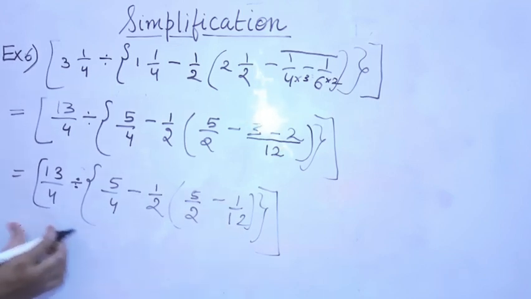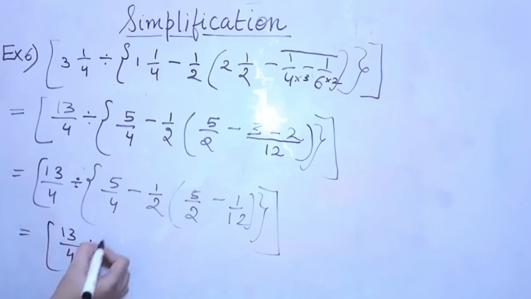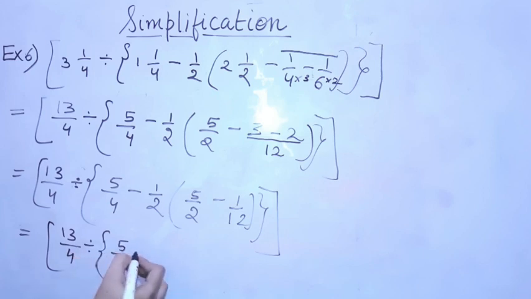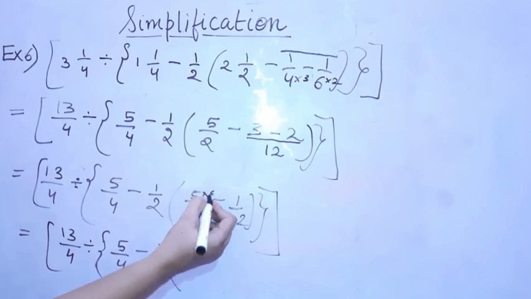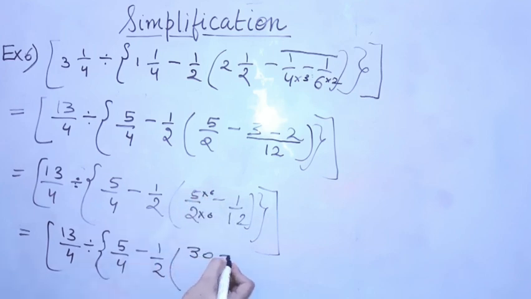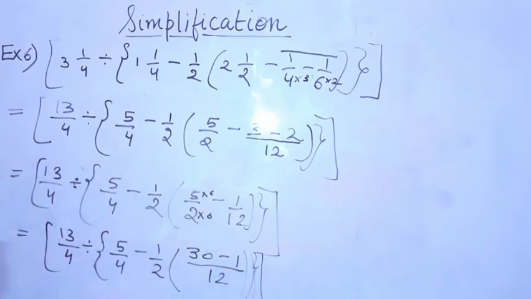Okay. So now here it will be 13 upon 4 divided by 5 upon 4 minus 1 by 2. The LCM of 2 and 12 is 12 itself. So 2 has to be multiplied by 6 in order to make it 12. So 30 minus 1 upon 12. Now the bracket is closed. There will be a smaller bracket and then curly bracket.